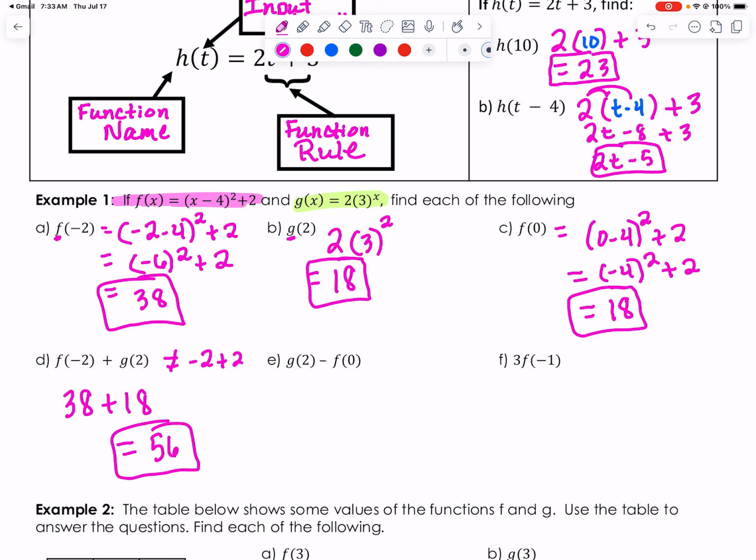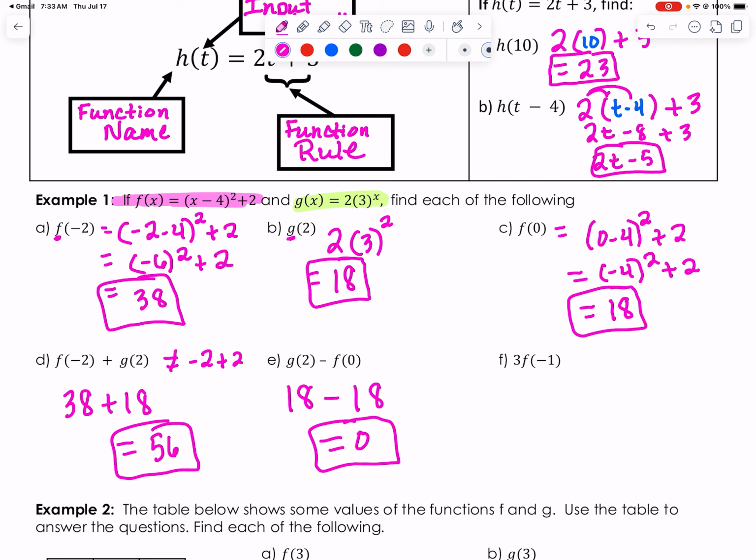In problem E, we want to take g of 2, which was 18, and subtract f of 0, which was also 18. So g of 2 minus f of 0 is 0.